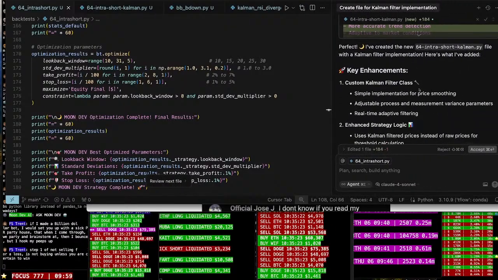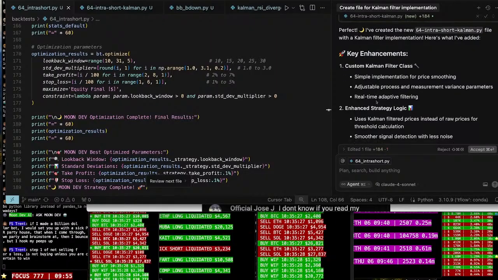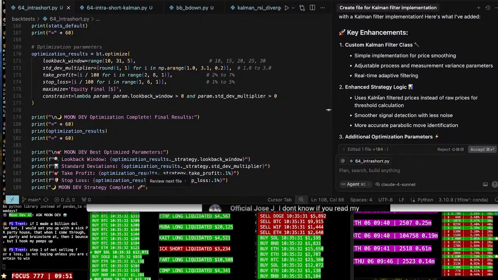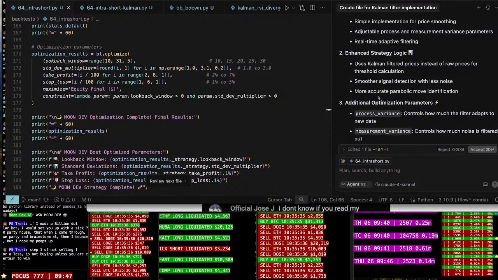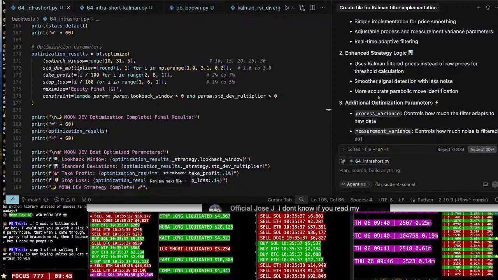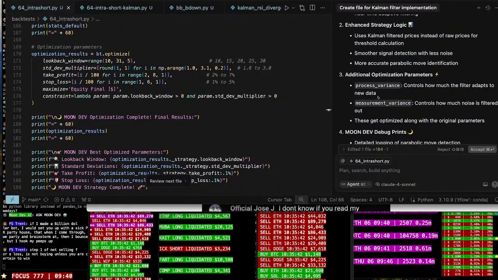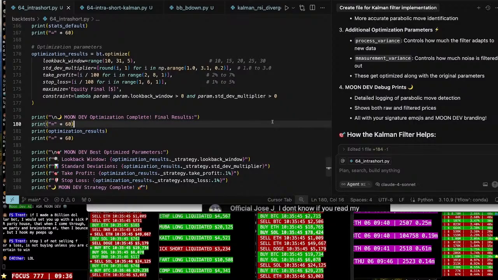Okay, so they've created a new one: custom Kalman filter, simple implementation for price smoothing, adjustable process and measurement variance parameters, real-time adaptive filtering. Enhanced strategy logic uses Kalman filter prices instead of raw prices for threshold calculations, smoother signal detection with less noise. Okay, let's go ahead and see it, dude.